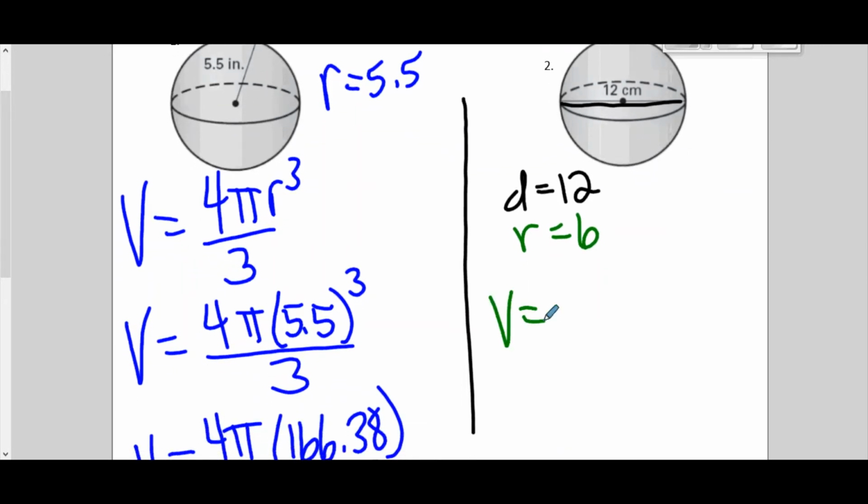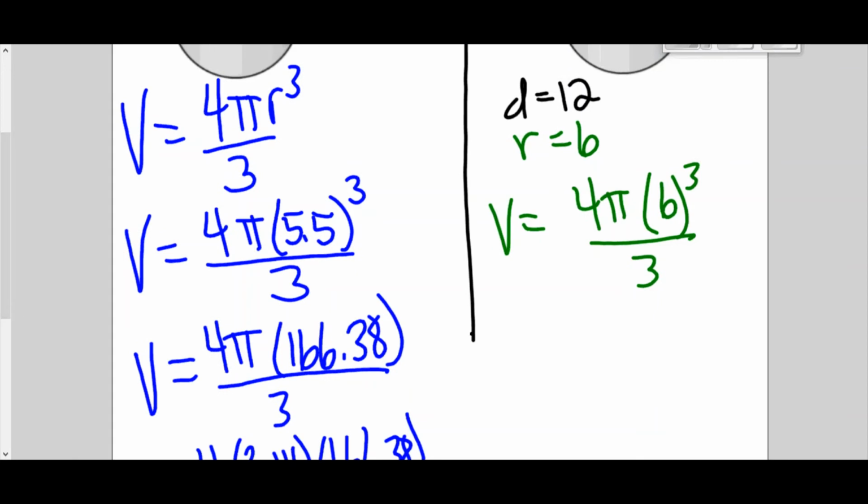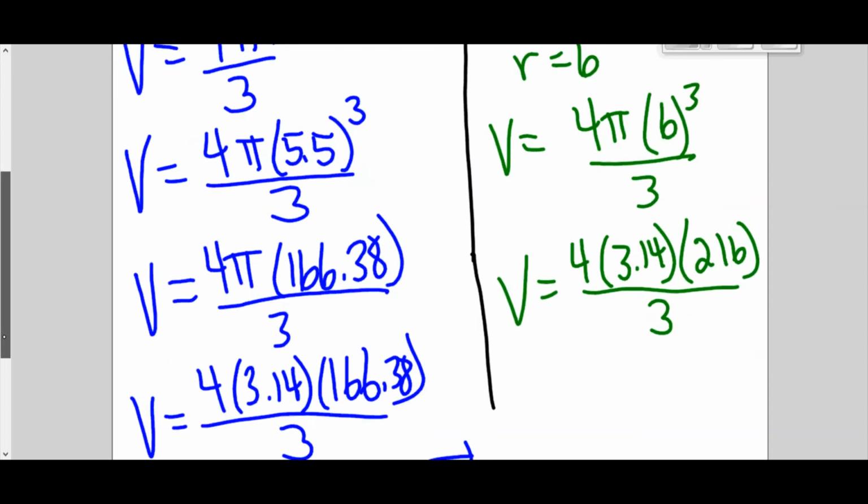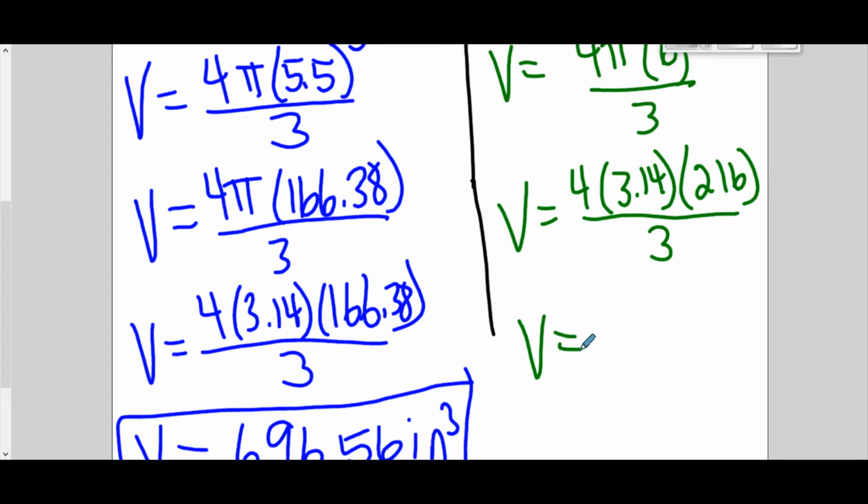So remember, the volume of a sphere is 4 times pi times 6 cubed. Remember, 6 cubed means you're going to multiply 6 together 3 times. So this would be 4 times 3.14 times 216. All that gets divided by 3. So you get that the volume is 904.32. And I believe this was inches.